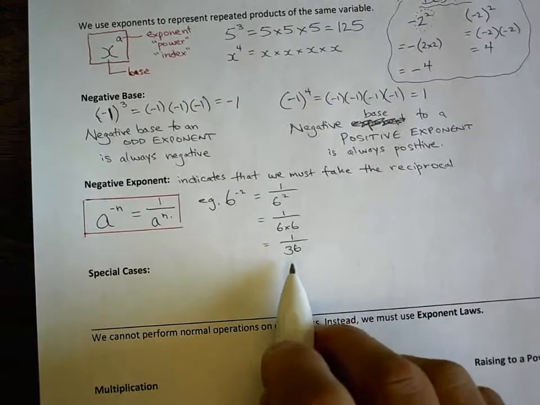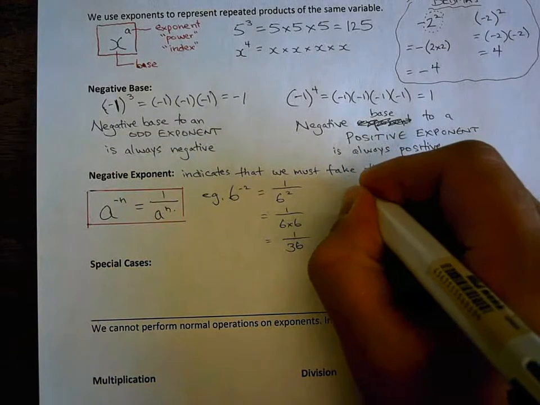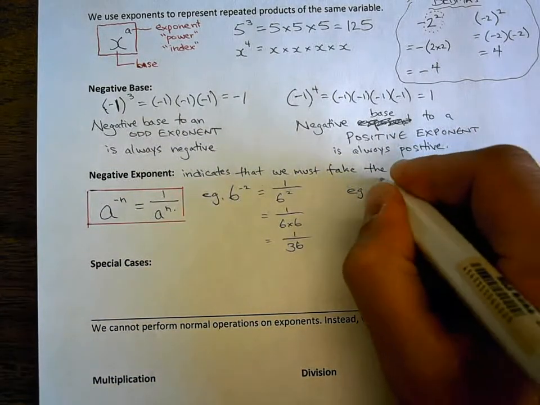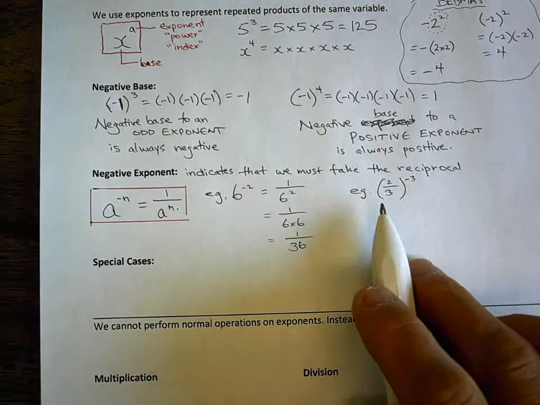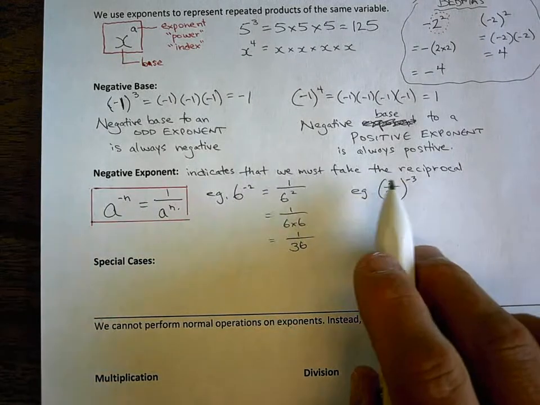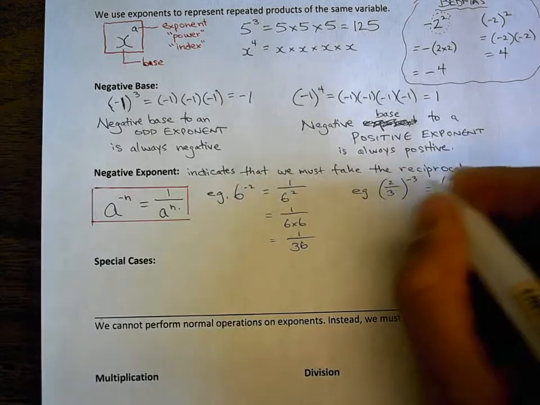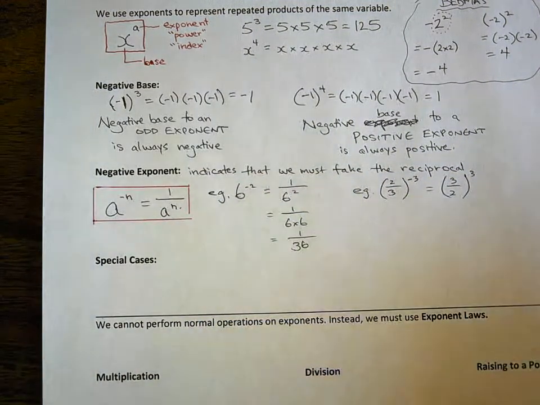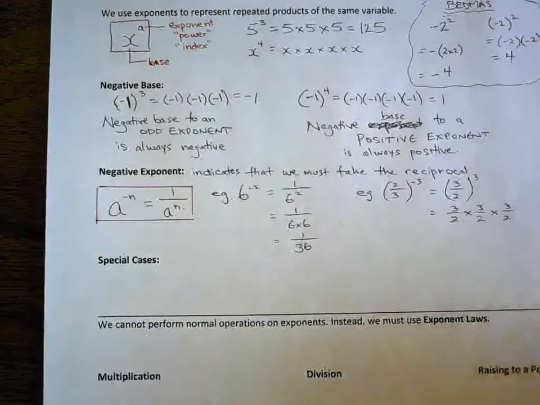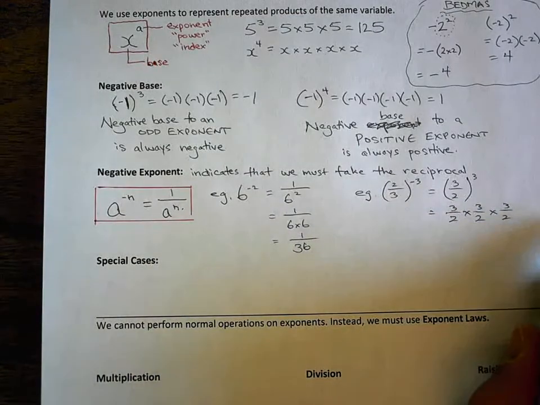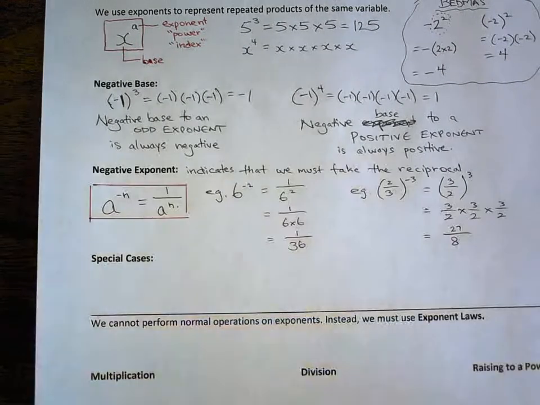And I'm happy with that answer because I don't know what 1 divided by 36 is without using a calculator. Another example, we have 2 over 3 to the power of negative 3. This is why it was important we said it's a reciprocal. To get rid of the negative, I have to flip this fraction. So I get 3 over 2 to the power of 3. These two expressions are equal. Now I can solve this. This technically means 3 over 2 times 3 over 2 times 3 over 2. When you're multiplying fractions, you multiply the tops, you multiply the bottoms. So 3 times 3 times 3 gives me 27, and 2 times 2 times 2 gives me 8.